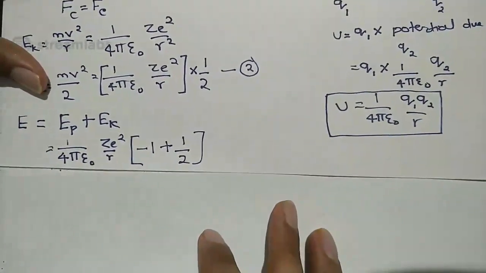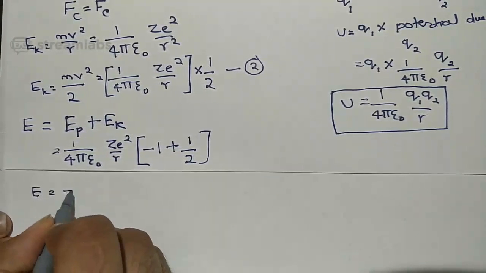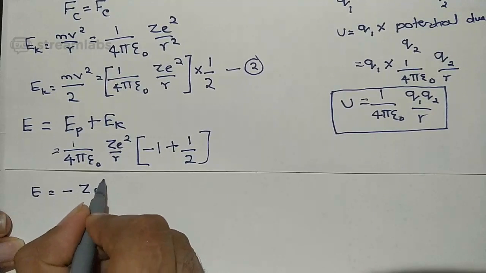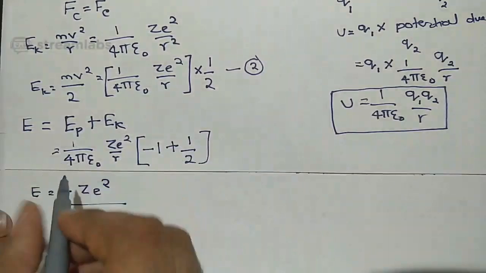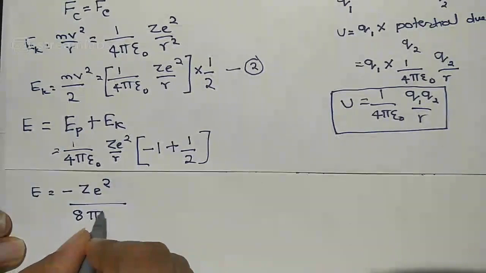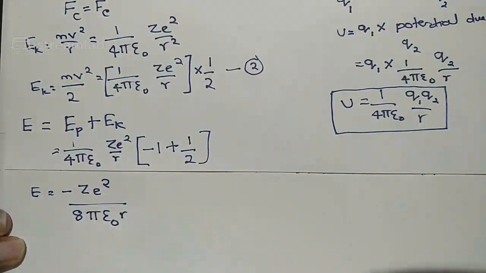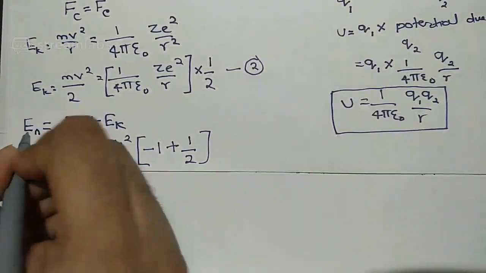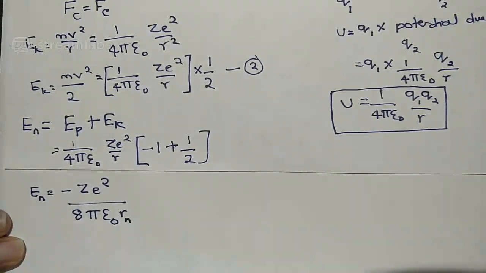When you simplify this, energy equals minus Ze square divided by 8 pi epsilon naught R, with minus 1 plus half giving minus half. Now, this is the energy of the electron at the nth orbit, so I'll represent this as En. The radius also becomes Rn.